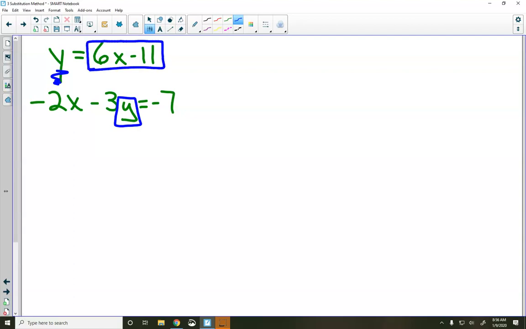So I'm going to rewrite this second equation. That's the first part of my problem. Negative 2x minus 3. Now in parentheses, I'm going to substitute in the 6x minus 11 equals negative 7. And as you can see, I now have an equation with only one type of variable. I only have x in there. So I can solve this equation for x.